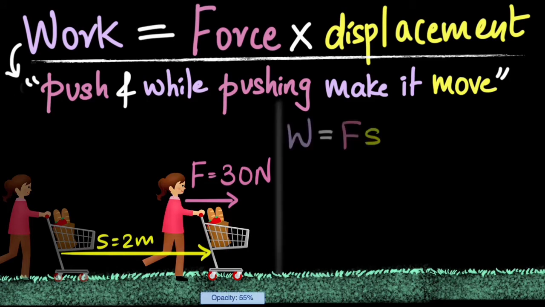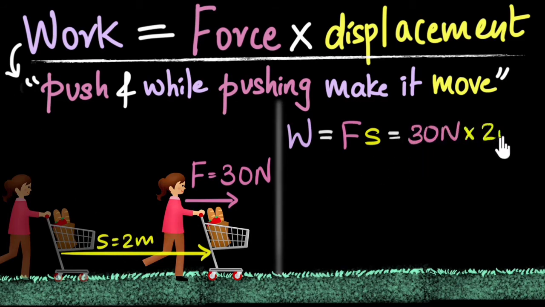Okay, work done is force times the displacement, right? So in our case, the work done will equal force, which is 30 newtons, times the displacement, which is 2 meters. So that gives us 30 times 2 is 60. And now let's look at the units of this. The units become Newton into meter. So the units of work done becomes Newton meters.